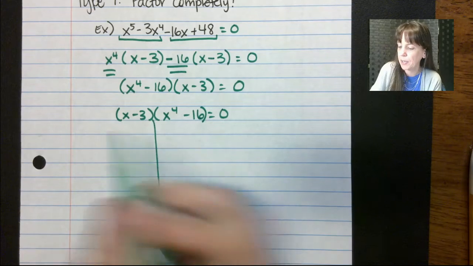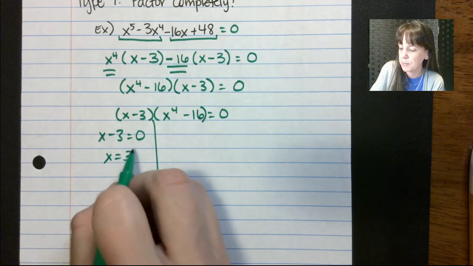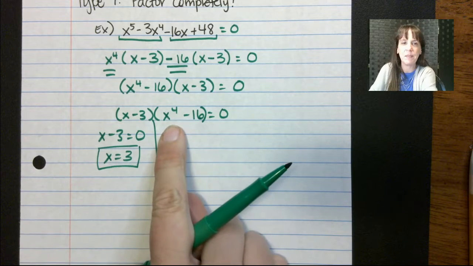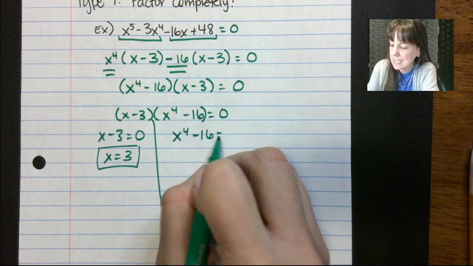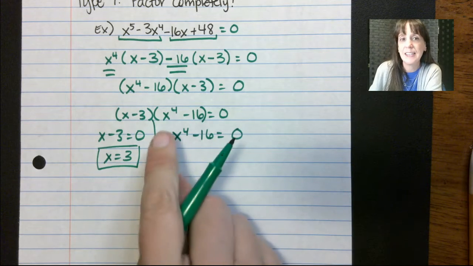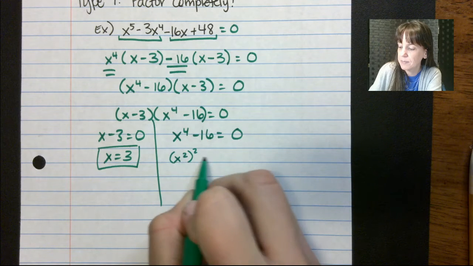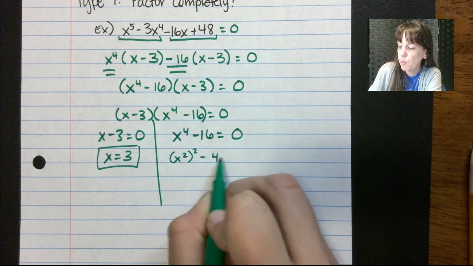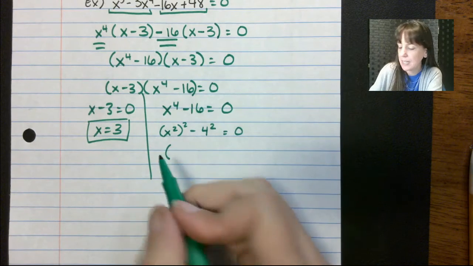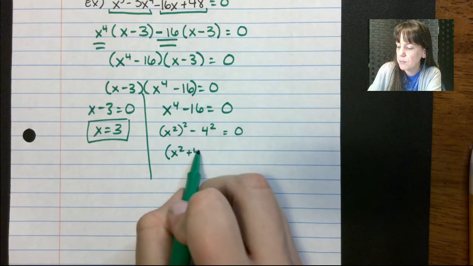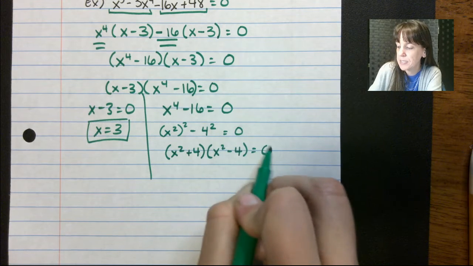So use our zero product property: x minus 3 equals 0, which means x equals positive 3. Let's get that guy out of the way. Now we have this one, x to the 4th minus 16 equals 0. Remember, this is a perfect square minus a perfect square. It's x squared squared minus 4 squared equals 0. So that factors to be x squared plus 4, x squared minus 4 equals 0.